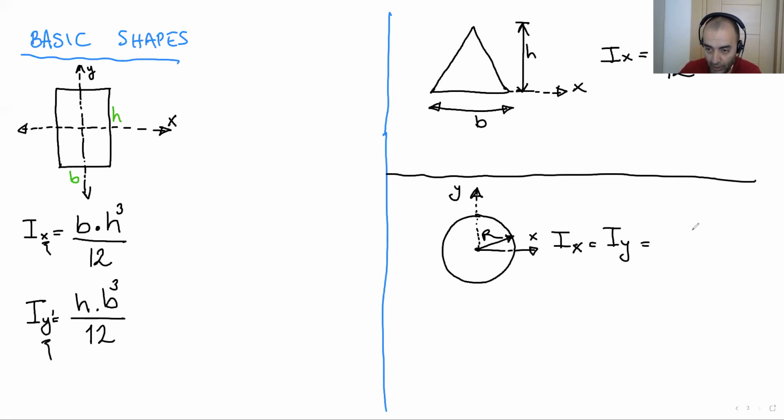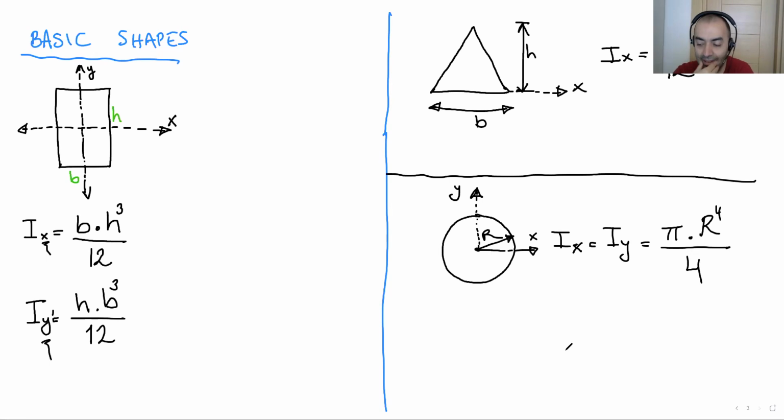What is it? It's pi times R to the power of 4, over 4. This is the moment of inertia of a circle. Now we have a rectangle, a triangle, and a circle. You have to know all these basic moment of inertia equations. If you know them, you can solve any problem.